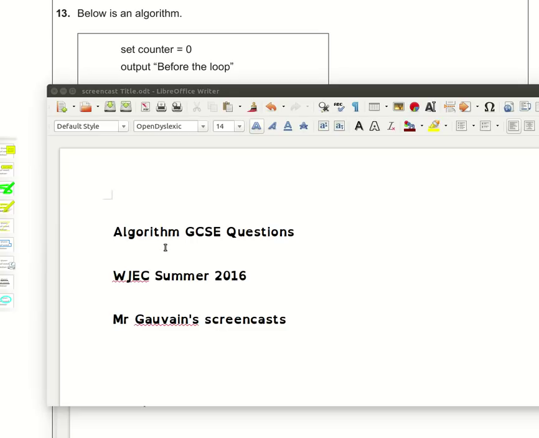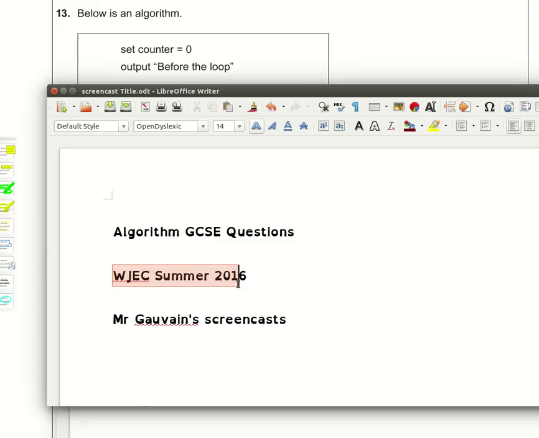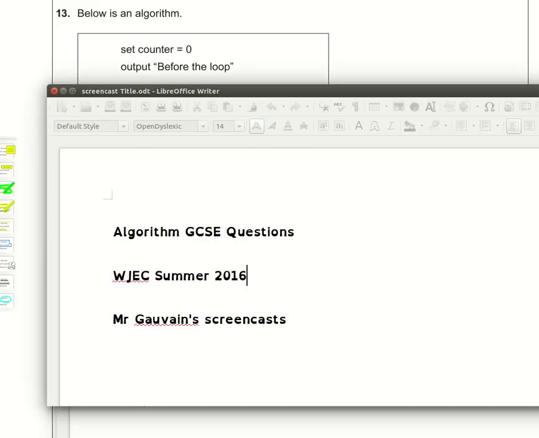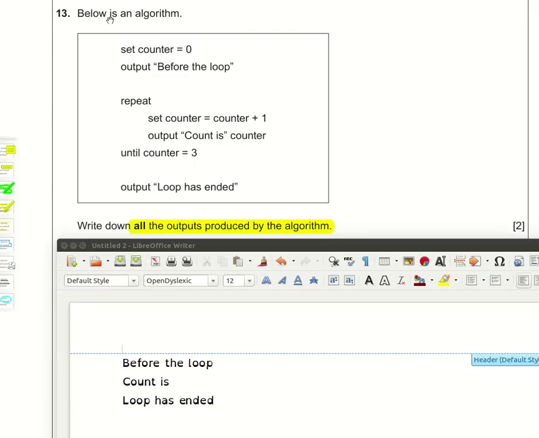This is for my GCSE students taking the WJEC exam in the summer 2016 for computer science. And we are going to look at algorithms. So down here we've got question 13 of a 2014 paper, where we are given an algorithm and asked to write down all the outputs produced by the algorithm.